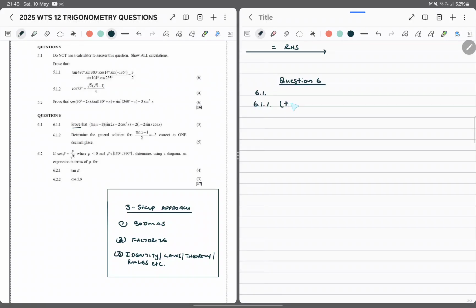You've got 10x minus 1 into sine 2x minus 2 cos squared x is equal to 2 into 1 minus 2 sine x cos x.